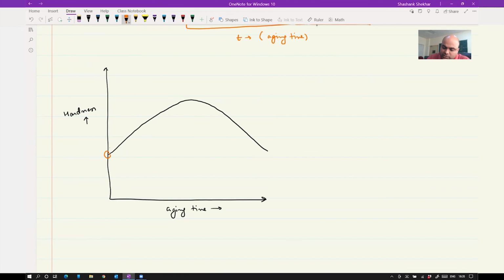After this particular point, your hardness is going to increase because of the formation of precipitates, and at a high time here, your hardness is maximum. If I take any alloy and age it to this particular time here, that particular condition of the alloy is called the peak age condition. So the highest hardness corresponds to the peak age condition. This particular condition is peak aged.